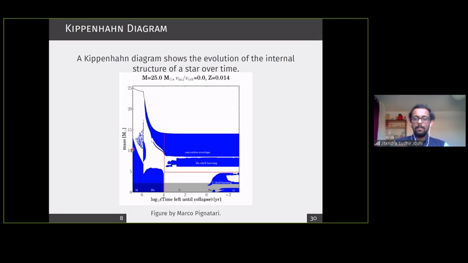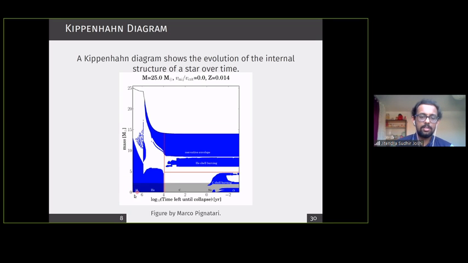And instead of measuring it through radius, what we do is we measure the mass that is present inside it. So this is how this y-axis tells us about the radius. And now you can see here this blue region. This is nothing but hydrogen burning, that is the core.